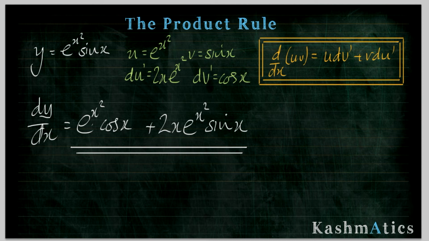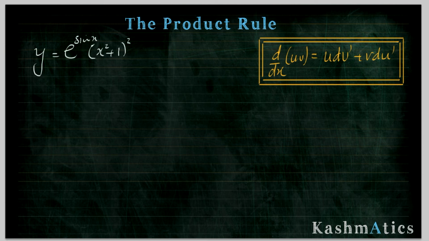Right, so let's go on to our third example and see what problems this might bring up. I'm going to need a little bit more room to do the working here, so I'm just going to spread things out a little more than before. So I'm just going to write my two functions here. My first function is e to the sine x, and my second function is x squared plus 1, all squared. Okay, so let's write down what du is.